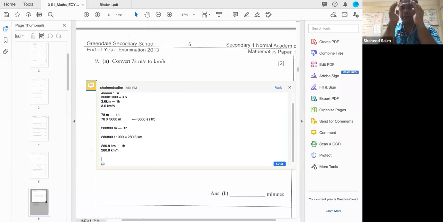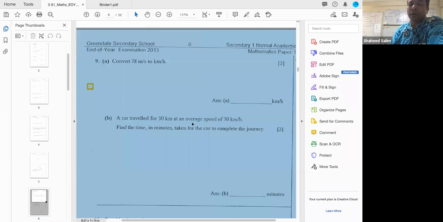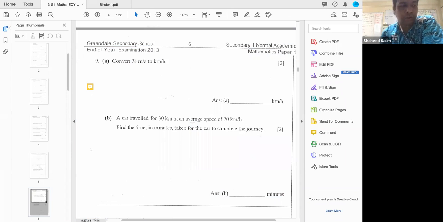Are you okay? You get it. Okay. The next one you should be able to do yourself. You try now. If you cannot do the next one, that means your topic on speed, you're weak at that. So if you cannot do the speed one, we have to practice speed the next lesson. Okay, you try now for B. You can do it.